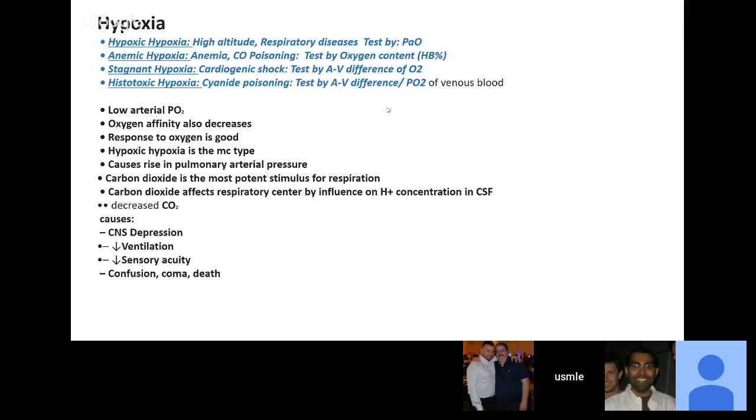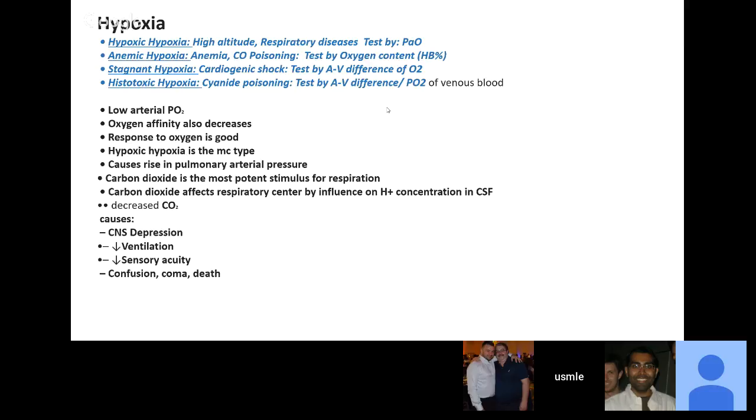Histotoxic hypoxia is usually caused by poisoning. Cyanide is one of them, and cyanide loves to remove oxygen from the hemoglobin. And with this one as well, you're going to do the AV difference of the pressure of oxygen. In most of them you're going to use the arterial blood, but in this one you're going to use the venous blood and the AV difference in relation to the pressure of oxygen.